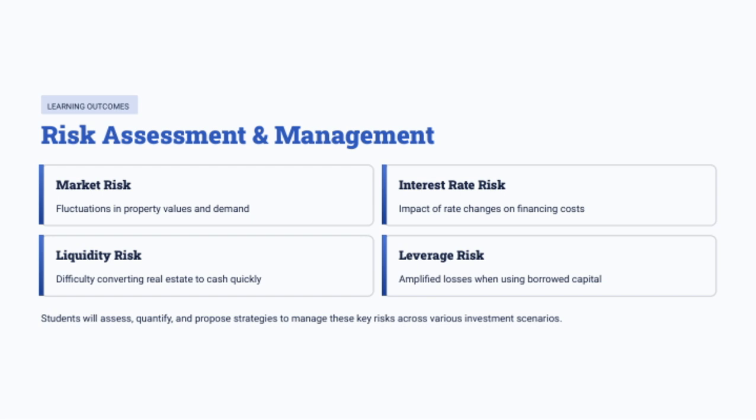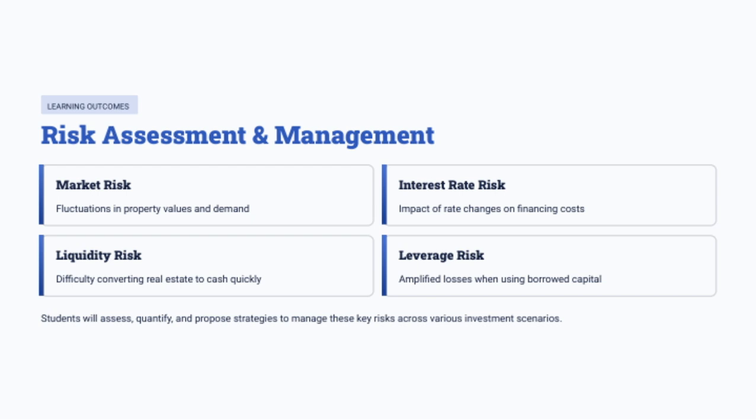First, let's talk about leverage risk. This is the risk that amplified losses can occur when using borrowed capital. Essentially, if the investment doesn't perform well, the losses are magnified because of the debt involved. Next is liquidity risk. This is the difficulty in converting real estate to cash quickly. Sometimes, properties can take time to sell, which can be a challenge if you need quick access to cash.